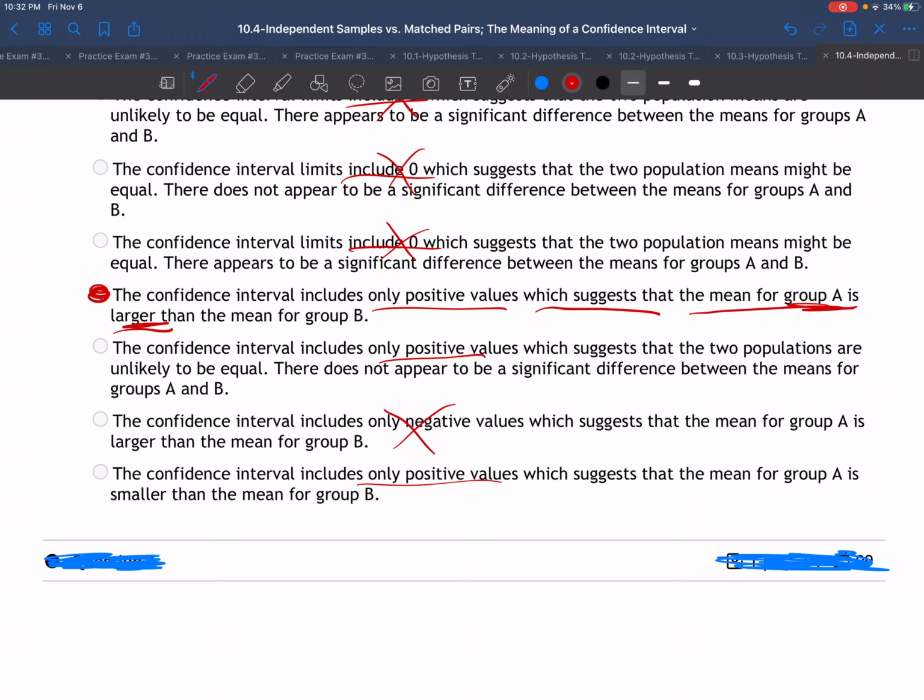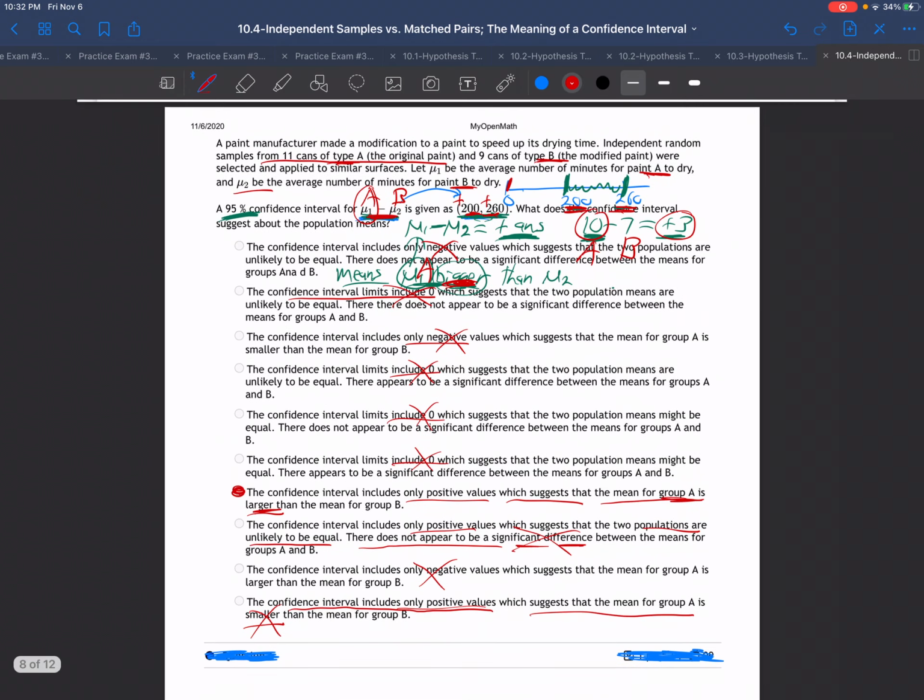What did the other ones say that were wrong? The two populations are unlikely to be equal. Well, yeah, they're not likely to be equal. There does not appear a significant difference. No, there does appear to be a difference. The mean for group A is smaller? No, not smaller. So there we go. A is bigger.